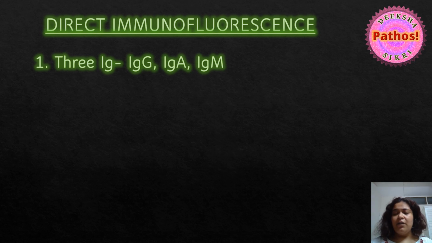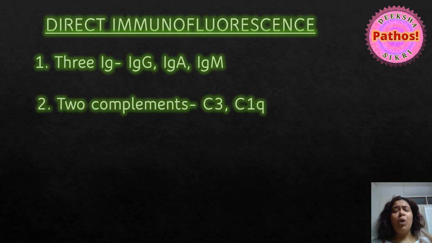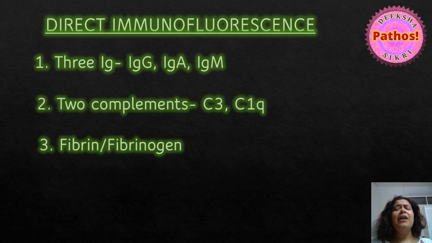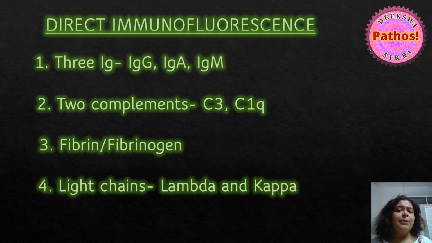Now, direct immunofluorescence is performed on a renal biopsy for a glomerular disorder against three immunoglobulins, IgG, IgA, IgM most commonly, and two complements, C3 and C1q. We do it also for fibrin, fibrinogen to see if there's been any activation, and light chains, lambda and kappa. So this is what a renal immunofluorescence panel would usually include.